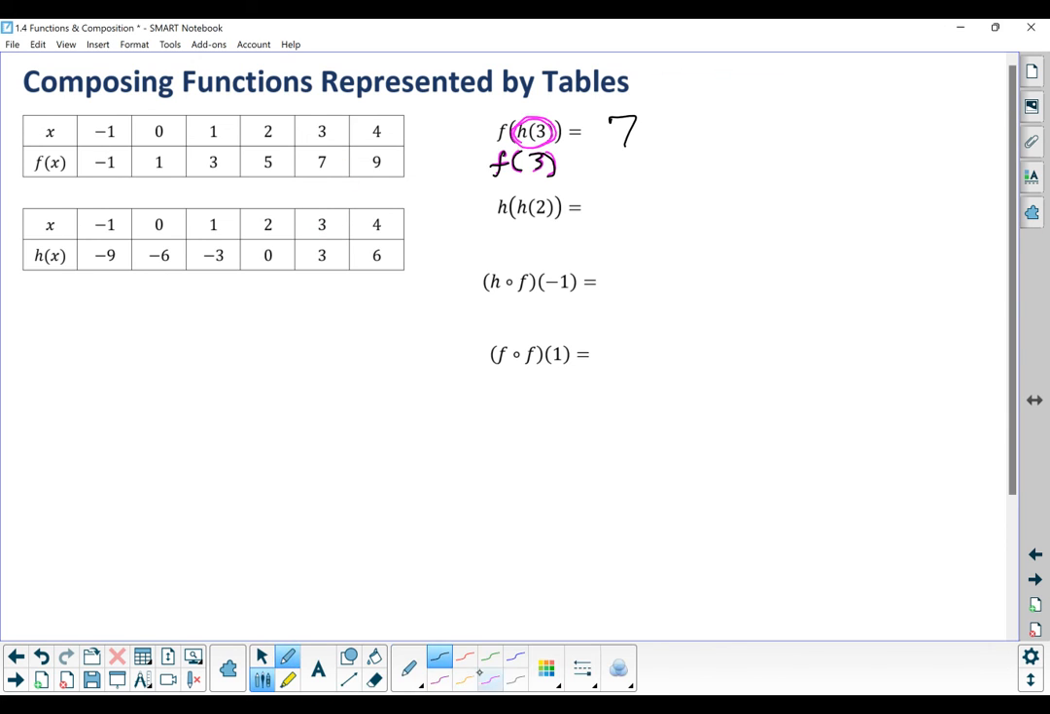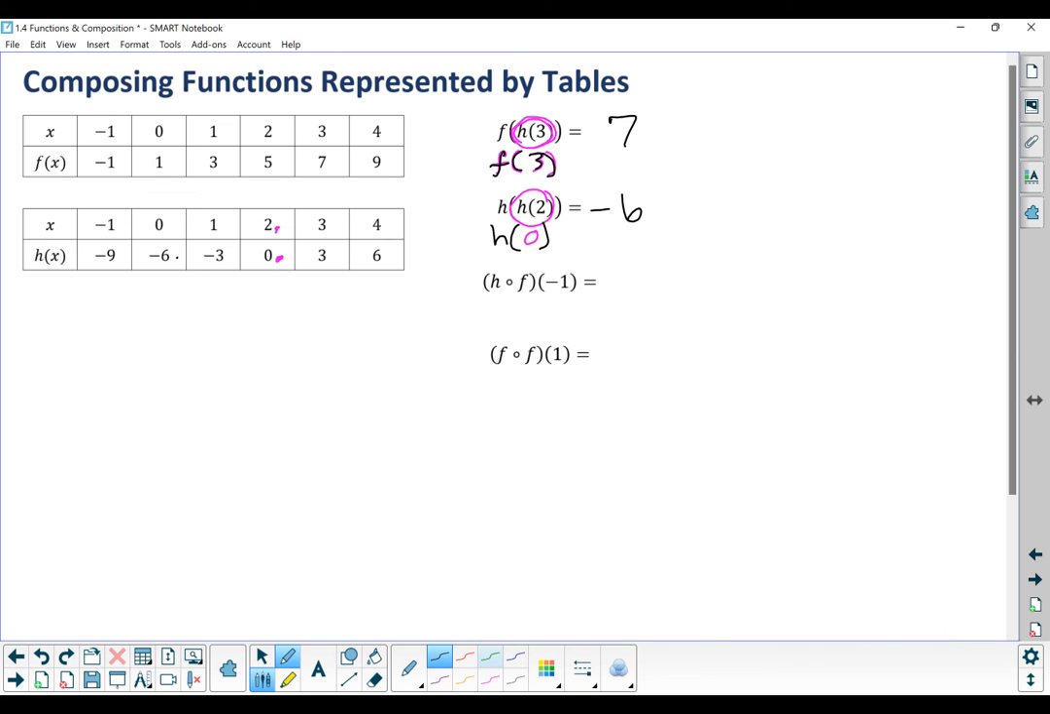Let's try another one. H of h of 2. So you can compose a function with itself. So we first want to think about what is h of 2. So I look over on my table, and if my input is 2, h gives the output of 0. And we want to apply function h to that number. So h of 0. So again, now the 0 is an input for function h, so 0 is right here. So the output that goes with 0 is -6 for function h.